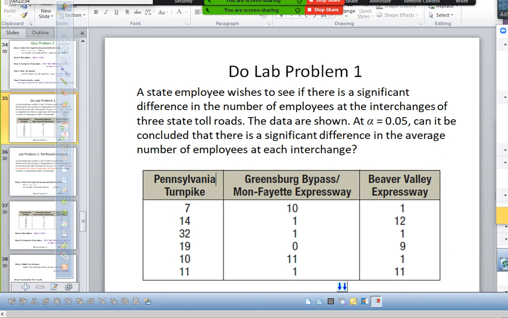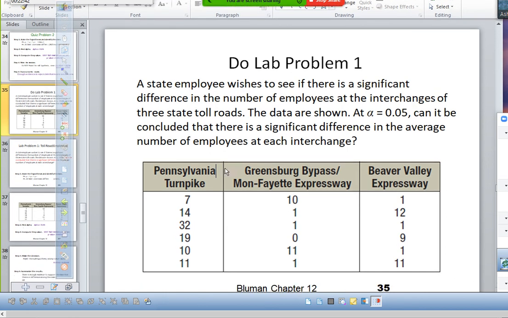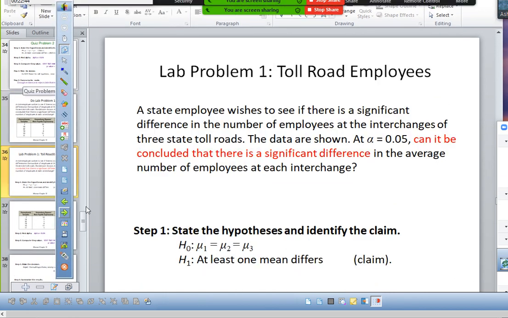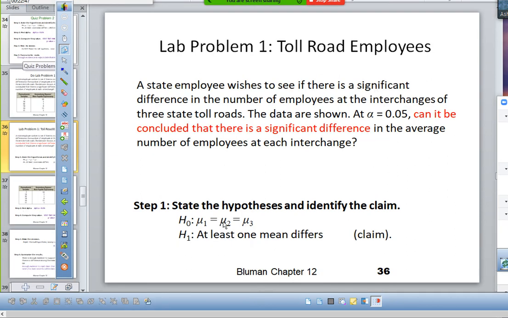Okay, so we are back now, I believe, and this is our lab problem 1. So our null hypothesis is, again, mu1 equals mu2 equals mu3. H1 is at least one mean differs. And remember, for the exam, I'm always going to make H0 the claim for chapter 11. So for the exam, H0 will be your claim for chapter 11, and for chapter 10, H1 will be your claim. However, for the book, it's going to vary.